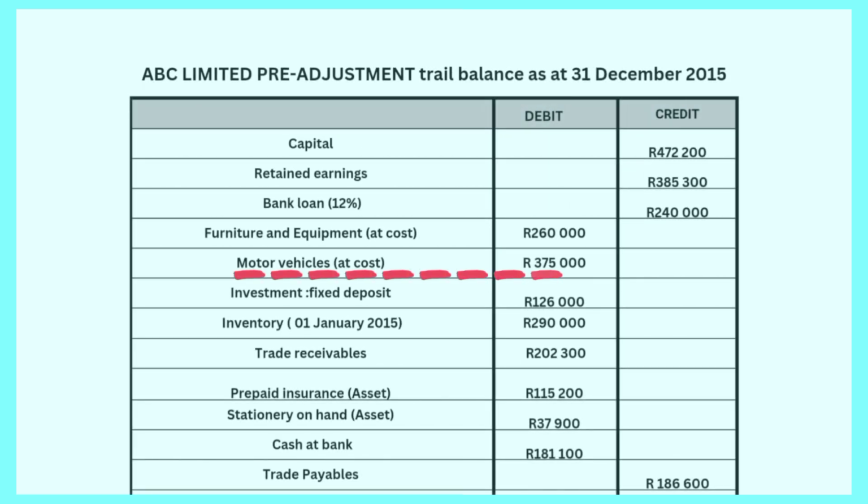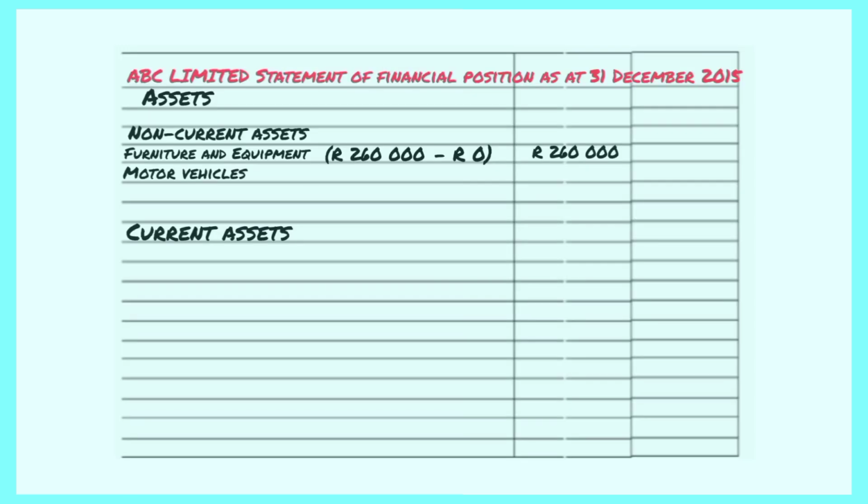Here we also have motor vehicles. We do the same thing as well. Cost price of 375,000 minus accumulated depreciation of 0. We have a carrying amount of 375,000. You write it down. Okay, we only have these two property, plant and equipment assets. You then check for financial assets. You always check for investment.